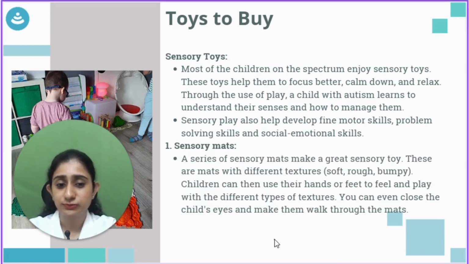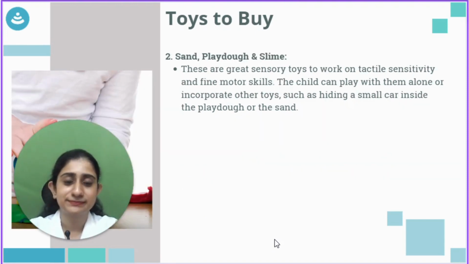So the first one is the sensory mats. A series of sensory mats make a great sensory toy. These are mats with different textures, such as soft, rough, bumpy. Children can then use their hands or feet to feel and play with the different types of textures. You can even close the child's eyes and make them walk through the mats. And don't forget to provide appropriate language while playing with these mats.